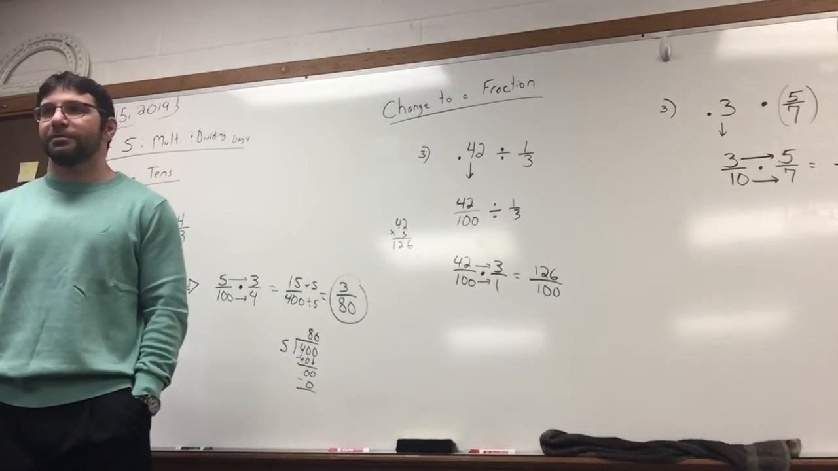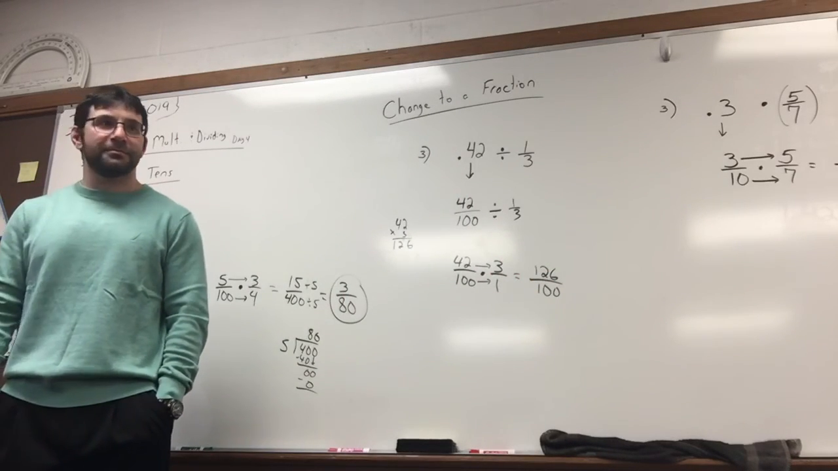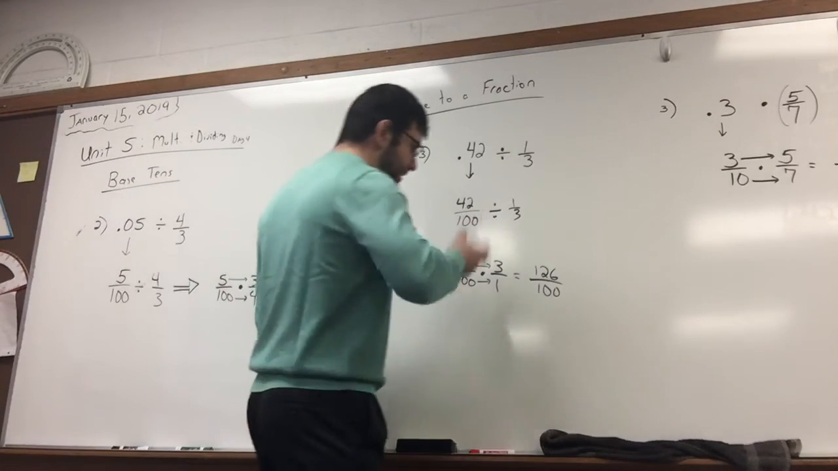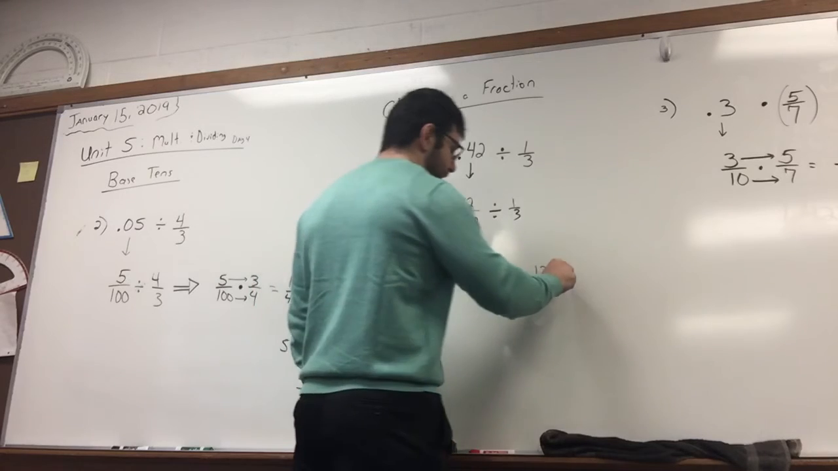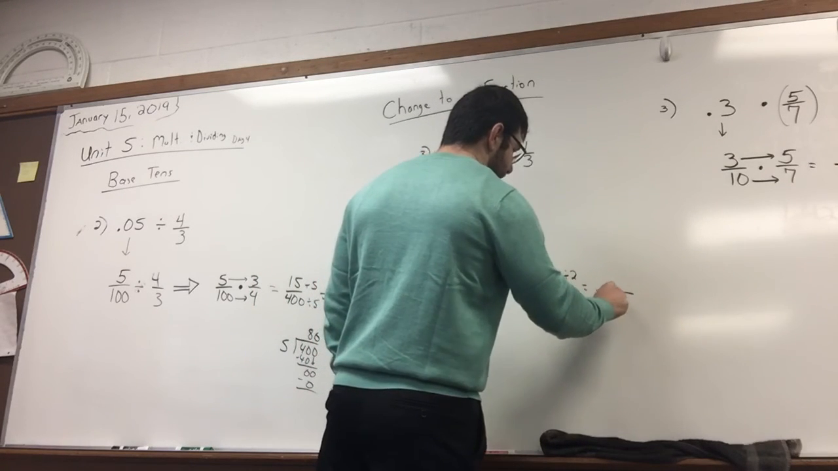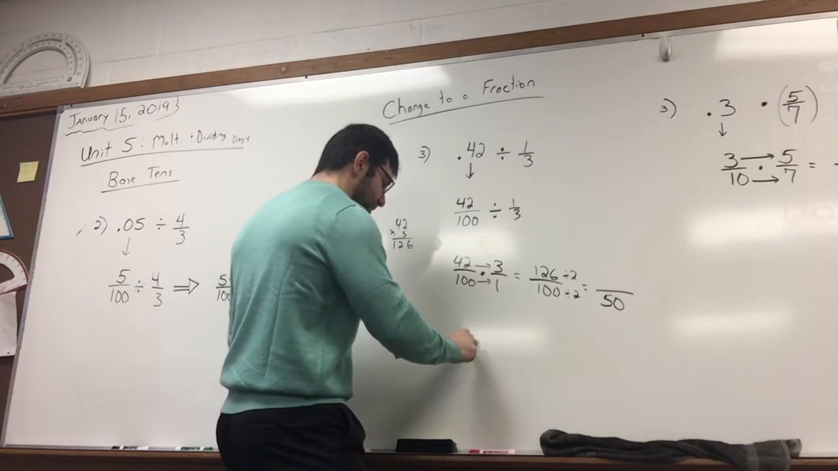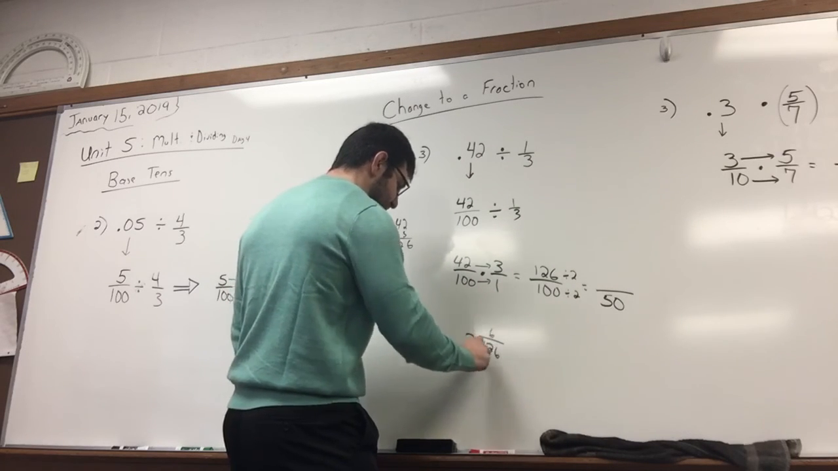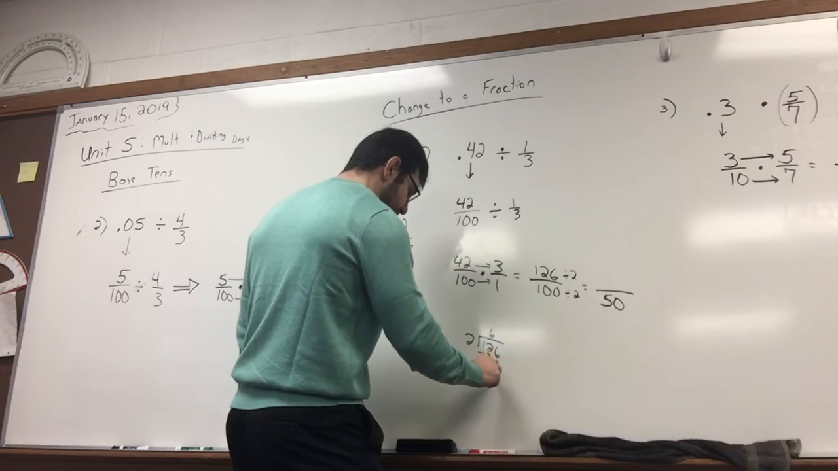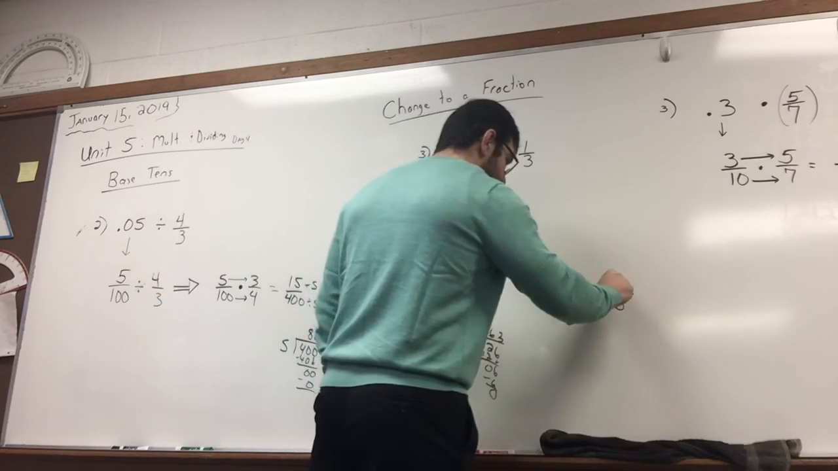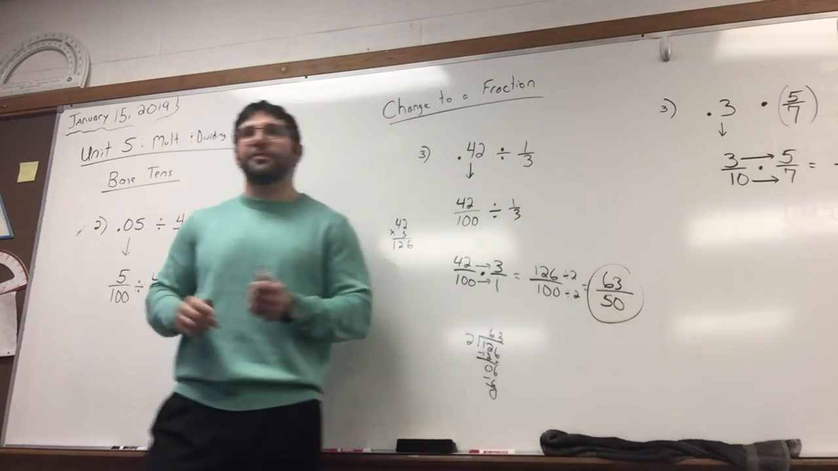Woo-woo! Crushing it. Carly? I have to simplify. What am I going to simplify by? Divide by 2. I know 100 divided by 2 is 50. But let's see what 126 is. 2 goes into 12, 6 times. 6 times 2 is 12, that's 0. 6, 2, 3, yeah. And it gives me 63/50.